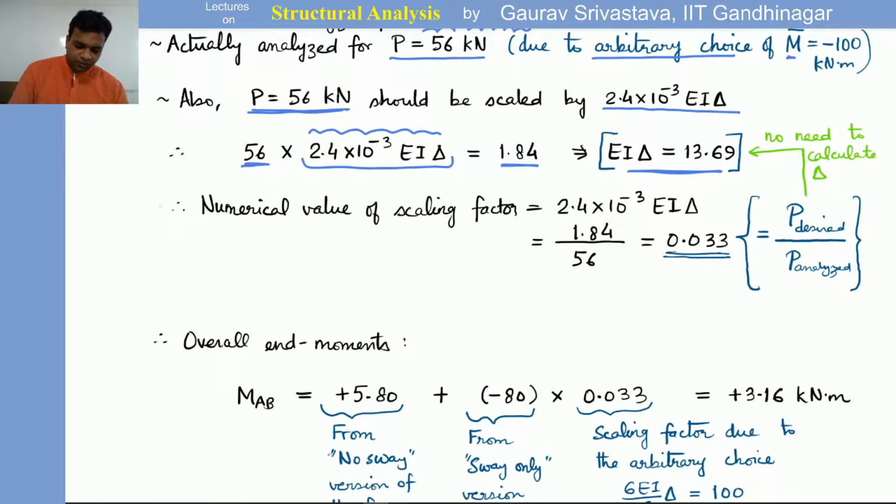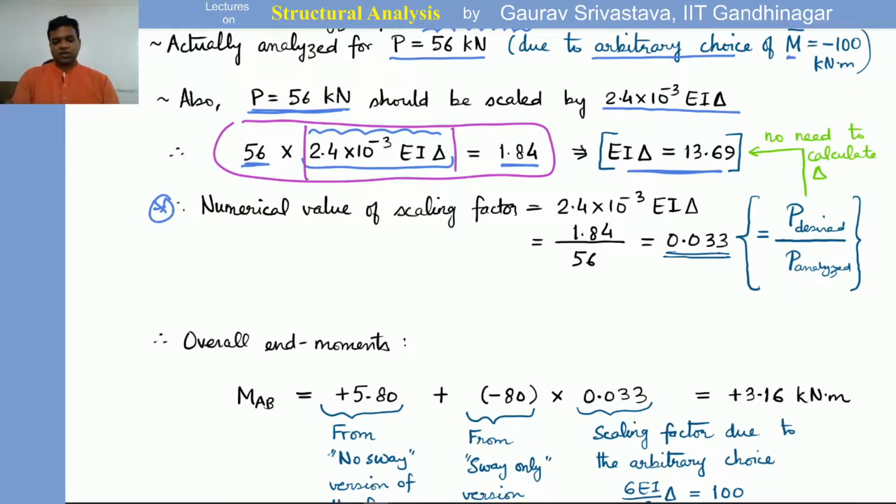And for simplicity, we can calculate the numerical value of the scaling factor. So that is 2.84 times 10 to the minus 3 EI delta. Okay, and if you really see from this equation, this 2.4 times 10 to the minus 3 EI delta comes out to the desired force for which we wanted to solve divided by the actual force for which we analyzed, right? So this is 1.84 divided by 56.